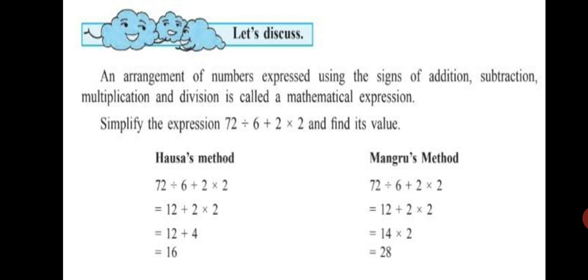So which method is correct? We got two different answers because the two children carried out the operations in different orders. To prevent this, some rules have been made, which decide the order in which the operations are carried out. If these rules are followed, we will always get the same answer and the right one. When an operation is to be carried out first, it is shown using brackets in the expression. So now let us have a look at the rules for simplifying an expression.